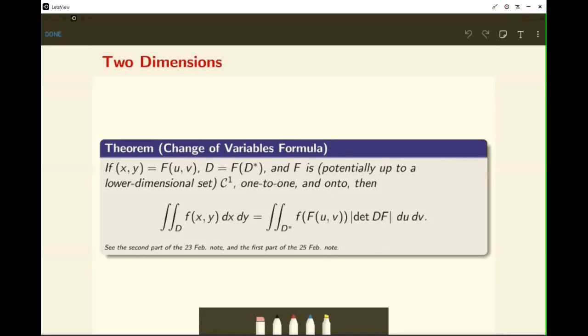And so this absolute value of the determinant of the derivative DF, also sometimes written as the absolute value of the partial of the vector xy over the vector uv, is giving us the scaling by which the area changes locally near the coordinates uv.